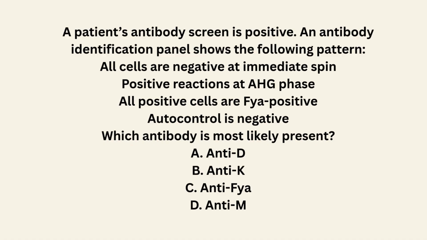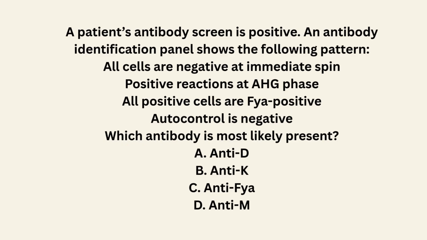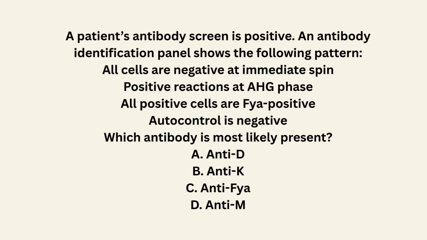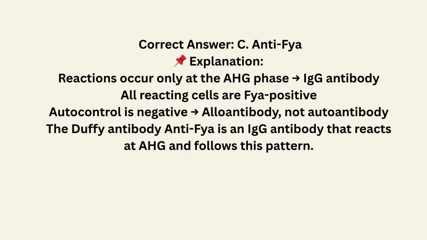A patient's antibody screen is positive. An antibody identification panel shows the following pattern. All cells are negative at immediate spin. Positive reactions at AHG phase. All positive cells are FYA positive. Autocontrol is negative. Which antibody is most likely present? A. Anti-D. B. Anti-K. C. Anti-FYA. D. Anti-M.